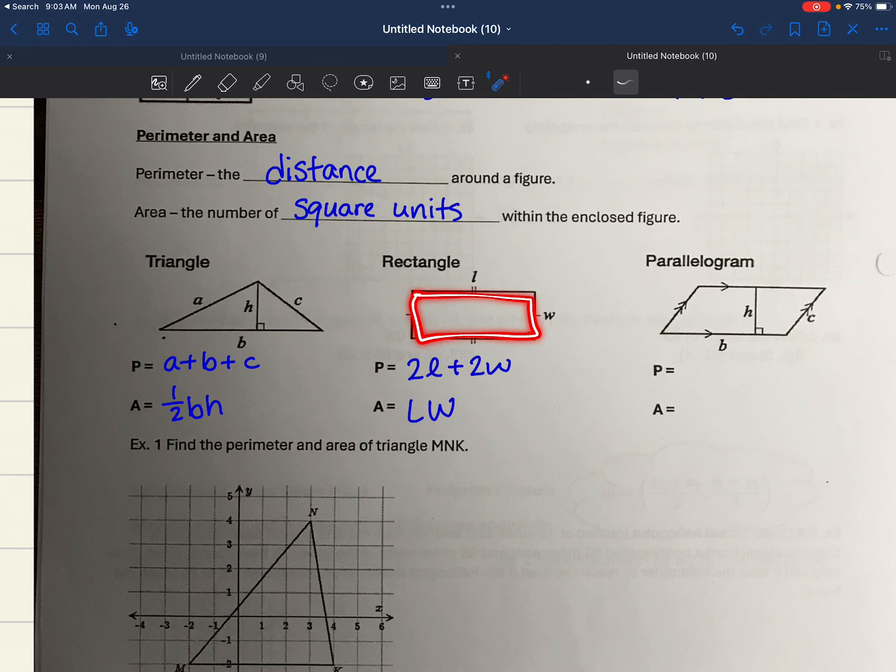Now, I talked about earlier, is it possible for you to just add the four sides together? Yes, but what do I know about these two sides right here? They're equal, so can I not double one of those sides? Yes, same thing here. The width has to be equal, so you could use twice the length plus twice the width, or you could add length plus width plus width.